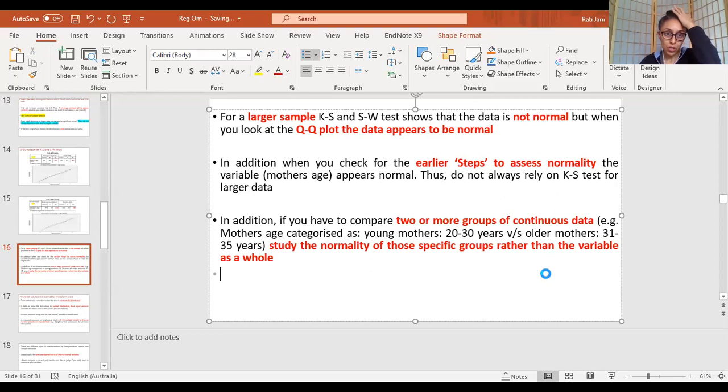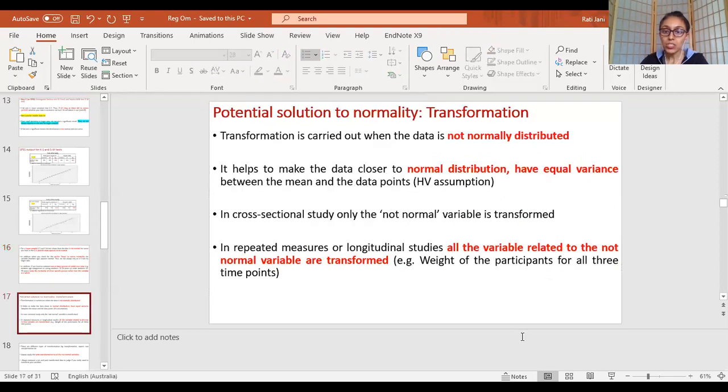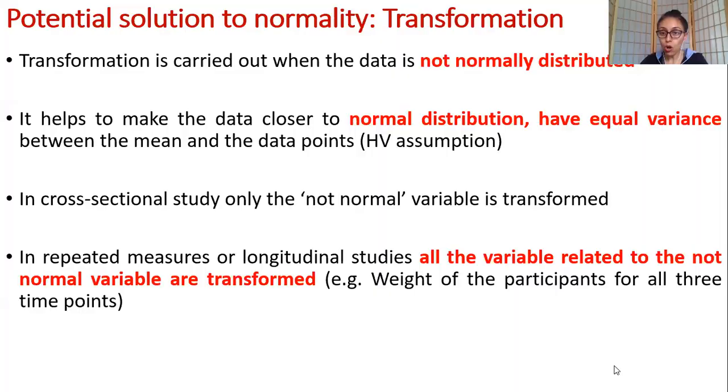It's not really true. All right, so I hope you understand this and I hope it all makes sense. Okay, so yes, this is a potential solution which is very commonly used when you're dealing with not normally distributed data. As I said, one of the most commonly used multivariate analytical techniques is regression.